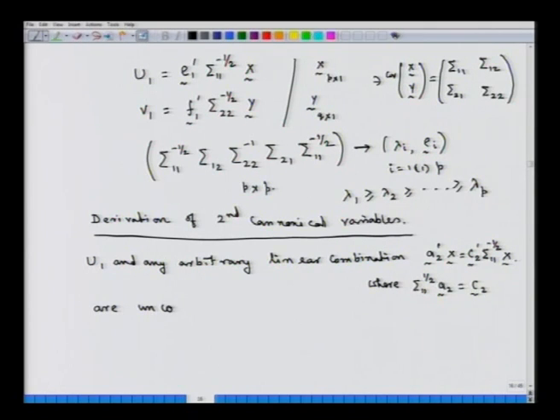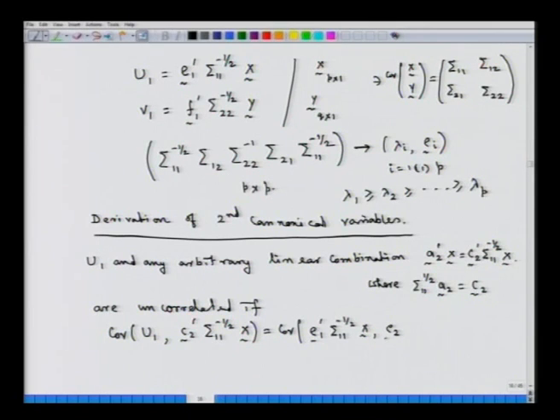are going to be uncorrelated if the covariance between U1 and this C2 prime sigma 1 1 to the power minus half x, which of course is equal to the covariance between, now U1 is given by E1 prime, so this is E1 prime sigma 1 1 to the power minus half x, and C2 prime sigma 1 1 to the power minus half x, is equal to 0, right.